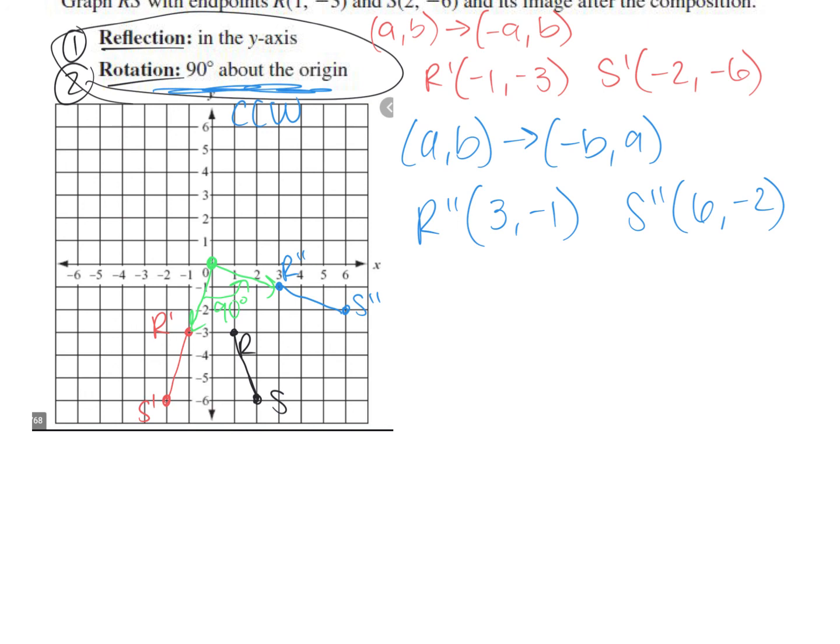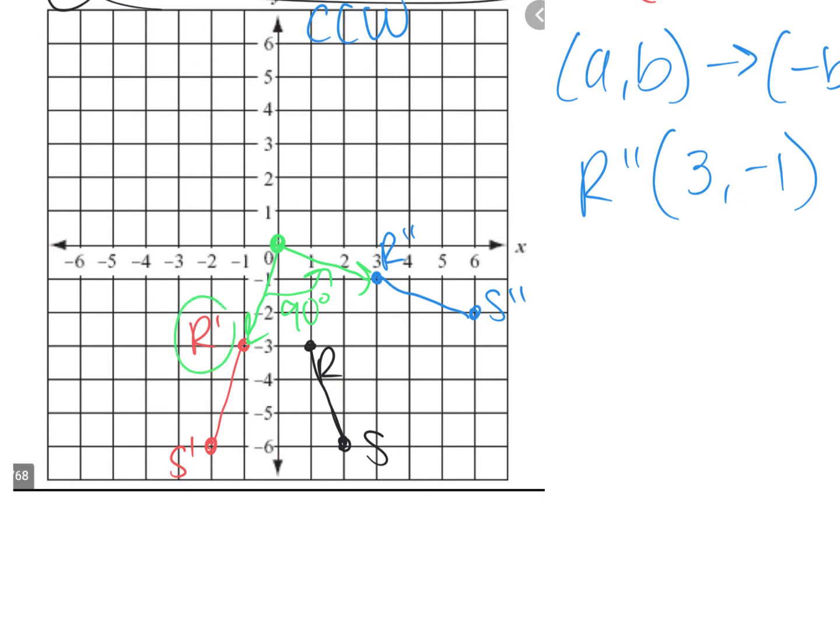So how do you know when you draw the vector to the regular one and where the both images are? When did the rotation happen, first or second? The second, right? So you have to go from the image to the final image, because the rotation was the last thing that we did. So between that one and that one, there should be a rotation. If the rotation's first, it would go from R to R prime. Good.